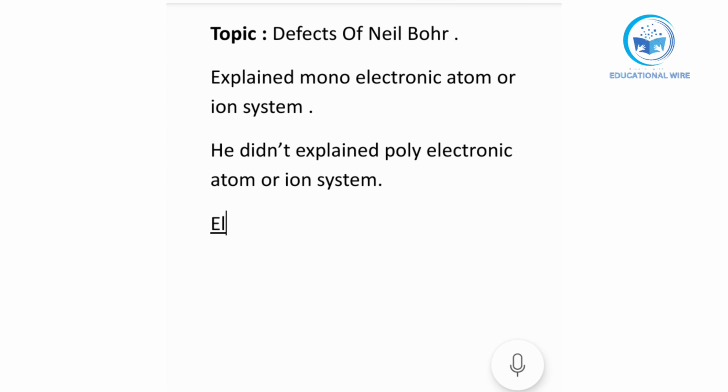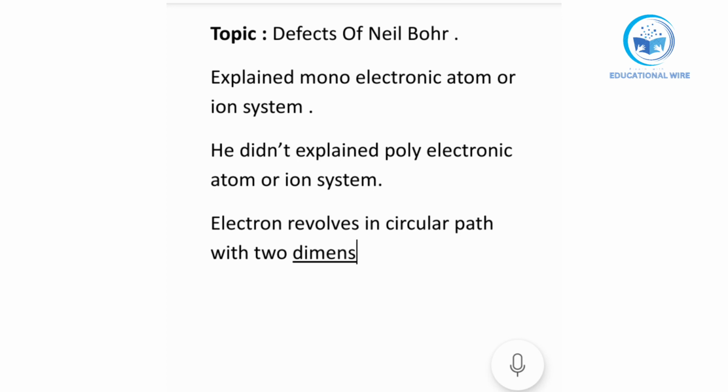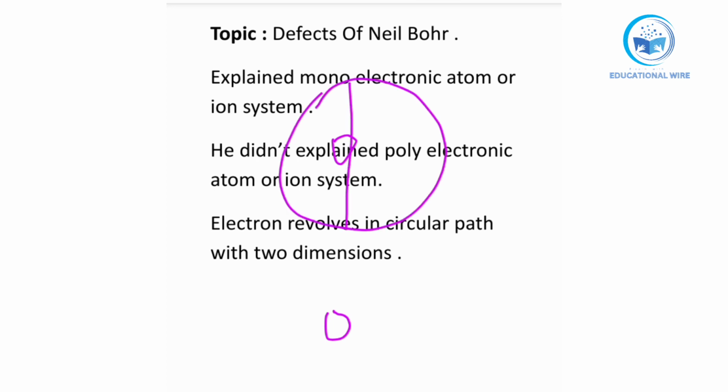He said that the electron revolves in a circular path. Till here, everyone was just listening to him and agreeing with his point that the electron revolves in a circular path. But when he said that with two dimensions, he got it wrong over here. Like he was saying, okay, here's a nucleus over here, and the electron is moving in two dimensions, like x-axis and y-axis.